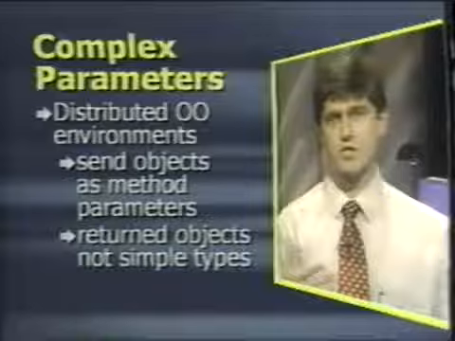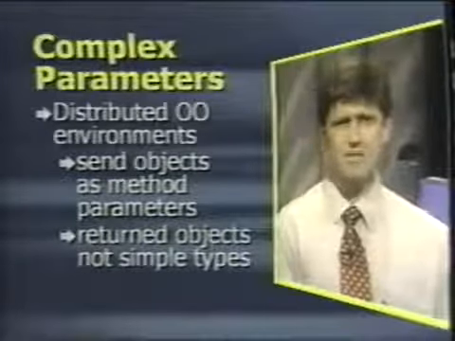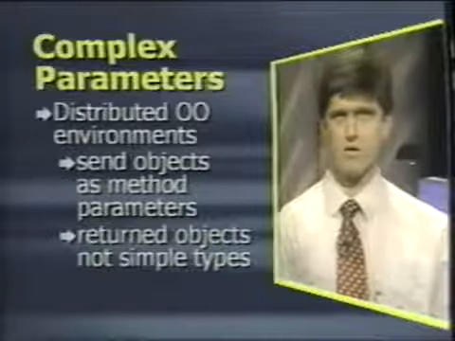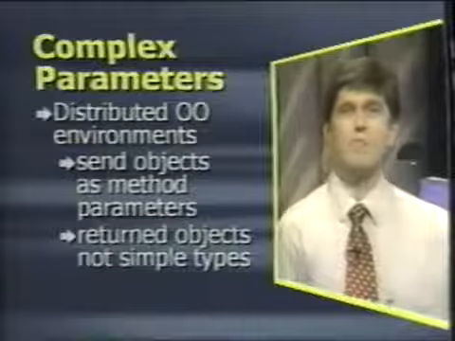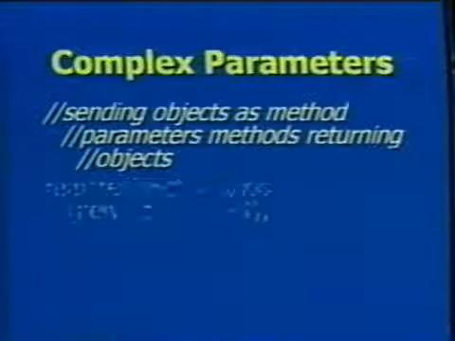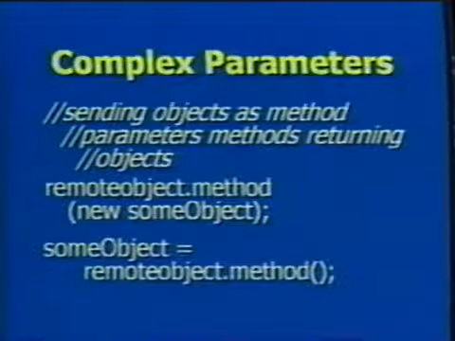We're no longer dealing with just simple types, because most non-trivial applications are not just passing back and forth integers or characters. They're dealing with full objects. So what we need to have is something like remoteObject.method(new SomeObject) so that we can send a reference to some new object, or a copy of it. Or we also need to do something like someObject = remoteObject.method, in which case an object is being returned by this remote method call.